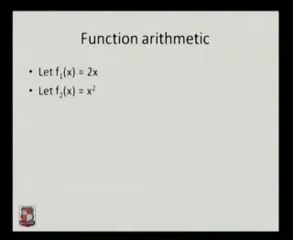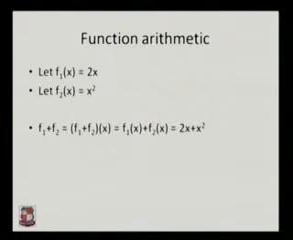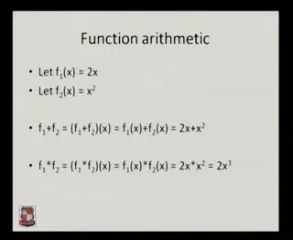If we look at the arithmetic of functions, suppose we have two functions where f1(x) is equal to 2x and f2(x) is equal to x squared. Then (f1 plus f2)(x) is equal to f1(x) plus f2(x), which is 2x plus x squared. In the same way, (f1 times f2)(x) is f1(x) times f2(x), which is 2x times x squared, equal to 2x cubed.